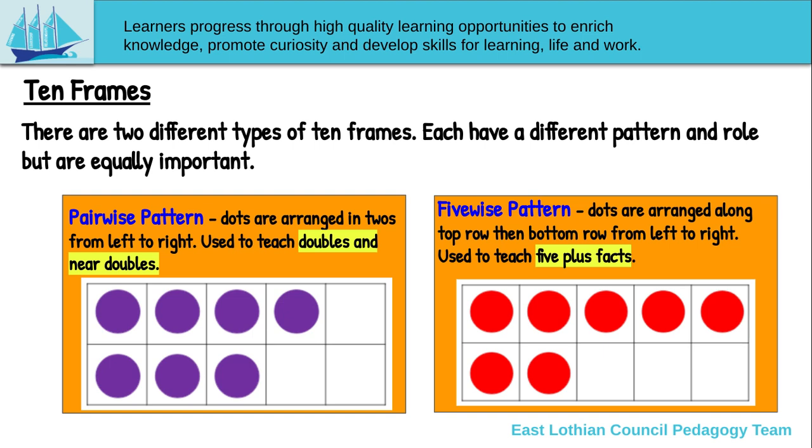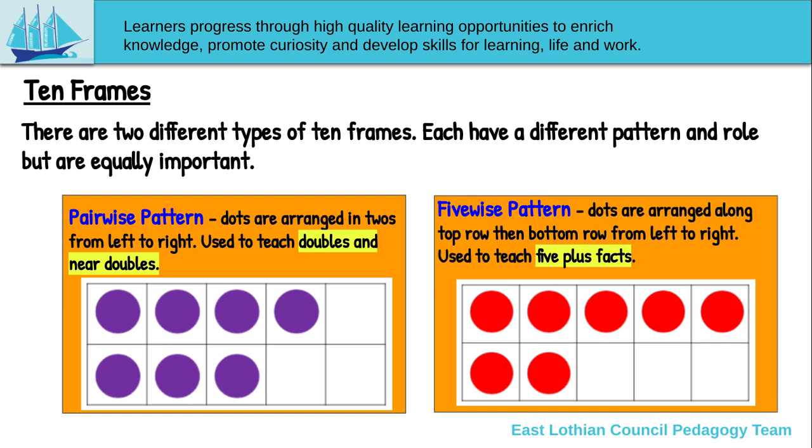This frame on the left shows a pairwise pattern. The spots have been built in pairs. 2, then another 2, then another 2, and then a 1. So it shows the pattern for 7. Arranged as 4 on the top and 3 on the bottom, or the double 3, which is 6, and then the 1 extra lone spot, which is 7. These pairwise pattern cards are used to teach doubles or near doubles.